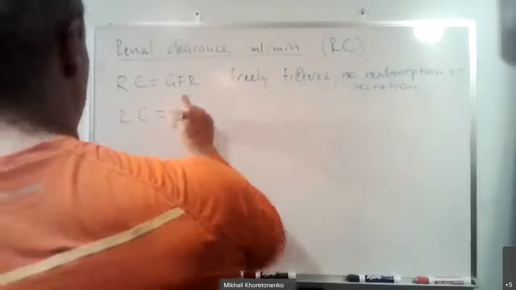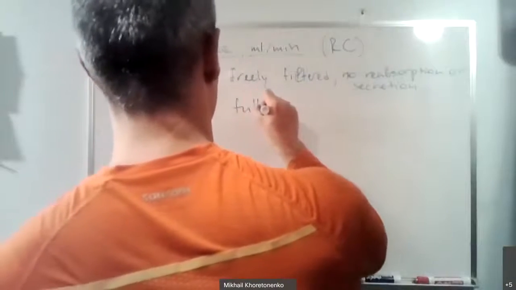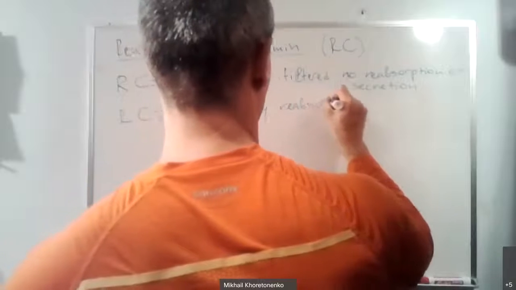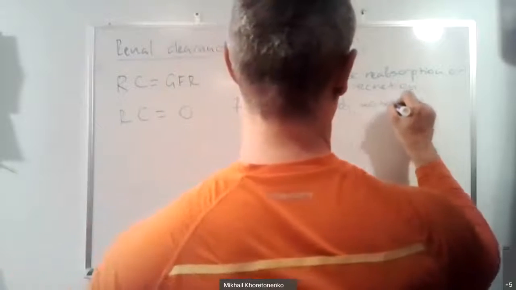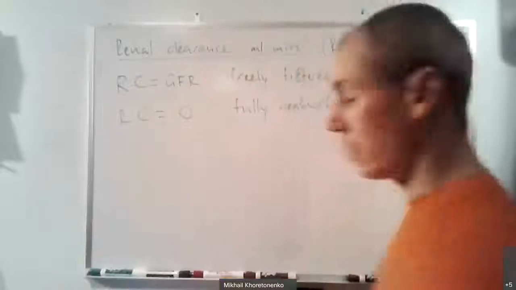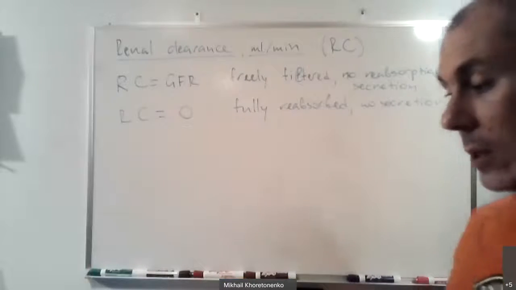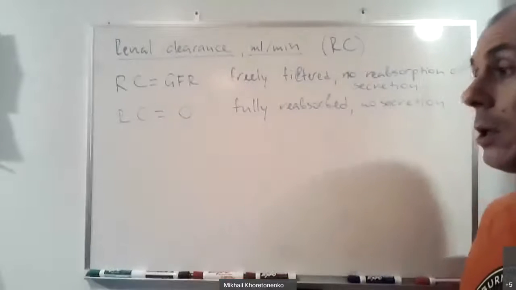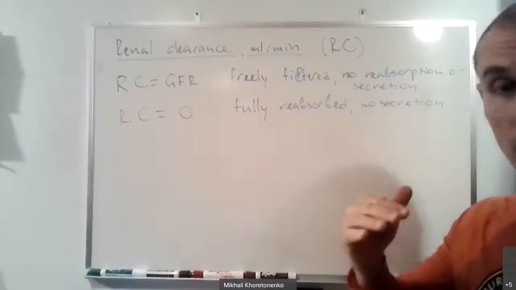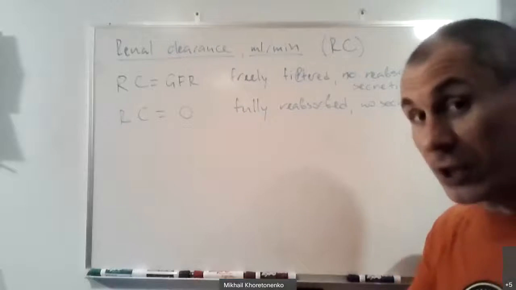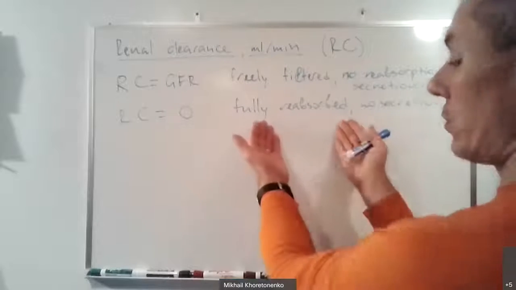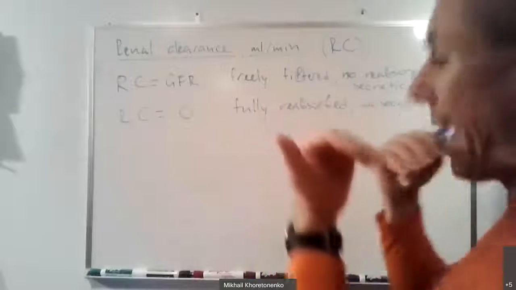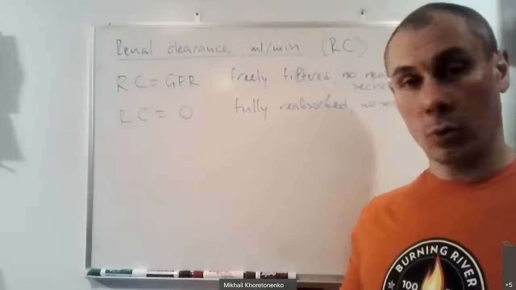Now, what if renal clearance is 0? And that can happen, that's totally normal. Fully reabsorbed, no secretion. Okay? For instance, in healthy patients, glucose has a renal clearance of 0. So all glucose that is filtered is fully reabsorbed. All of it is brought back into the blood. We good?